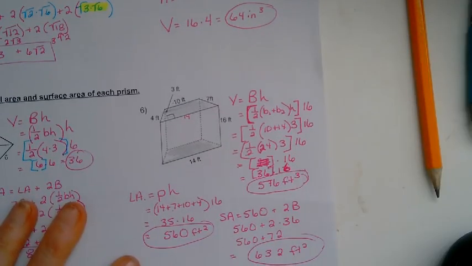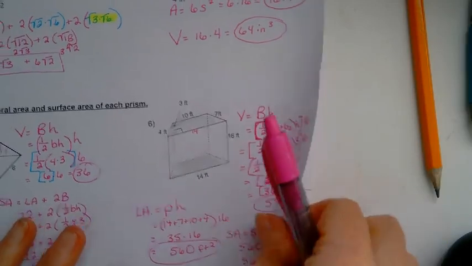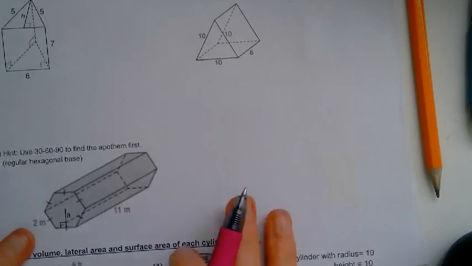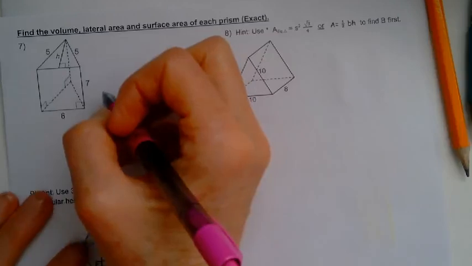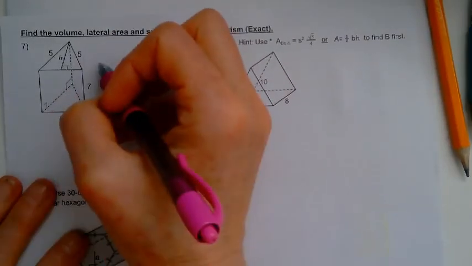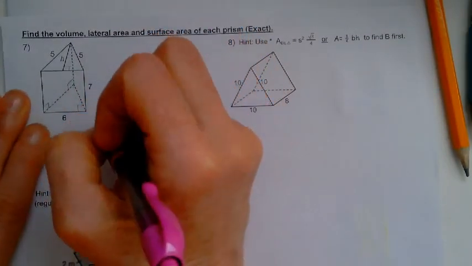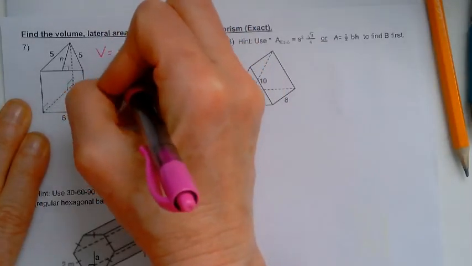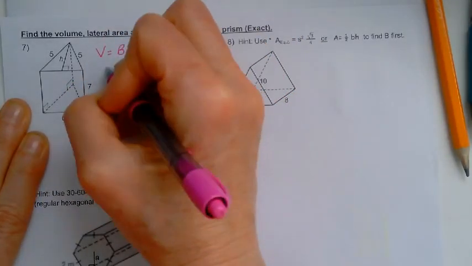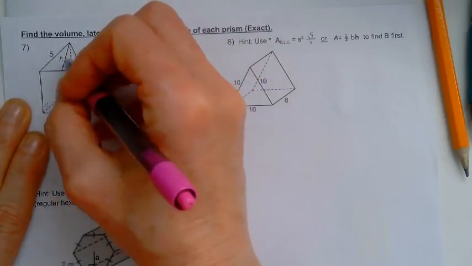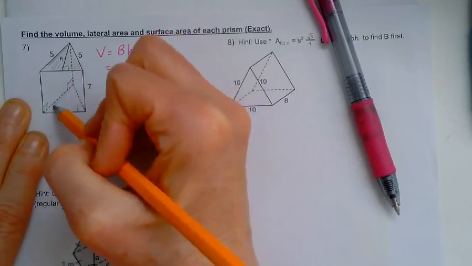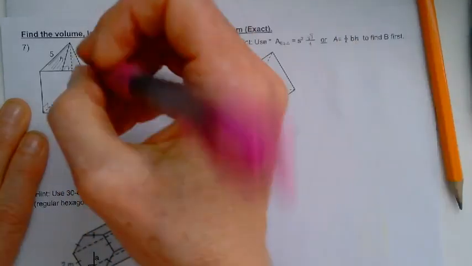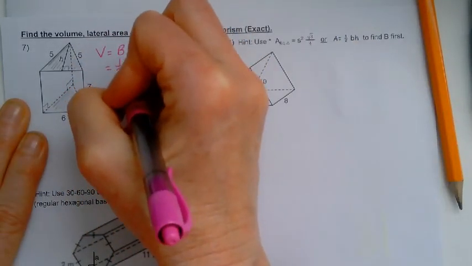Okay, back side, we're still finding the volume, the lateral area, and surface area of the prisms, and we want the exact answer. So if there's a radical or a pi, we're going to leave it that way. We won't be any pi's here, but there'll be maybe some radicals. So volume is equal to the area of the base times the height. Notice that these bases are triangles, so the formula is going to be 1/2 base times height, all times height.